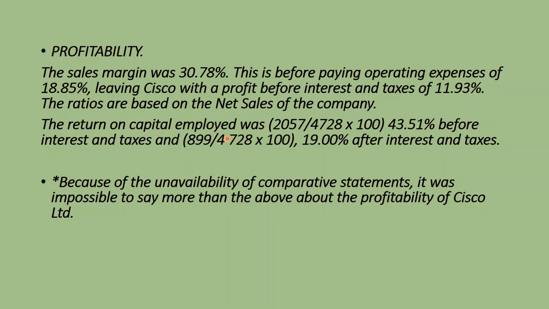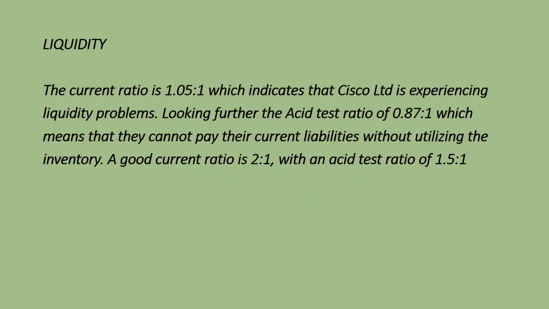The return on the capital employed was 2057 over 4728 multiplied by 100 is 43.51% before interest and taxes, and 899, that's a net profit, over 4728 multiplied by 100, 19% after interest and taxes. And again, you can't say much more than that there. So for 14 marks to prepare on profitability and liquidity, you wouldn't be saying very much here because most of your time would have gone into the preparation of the common size statement. The current ratio, and you can look back at the data and see that it works out to this, is 1.05 to 1, which indicates that Cisco Limited is experiencing liquidity problems.